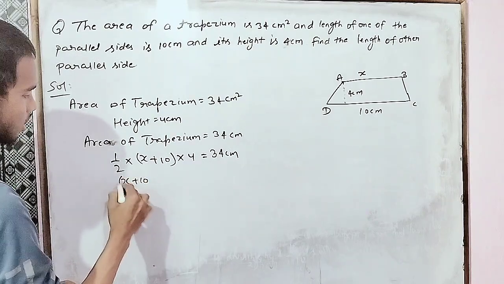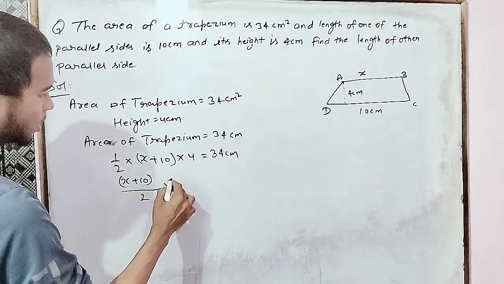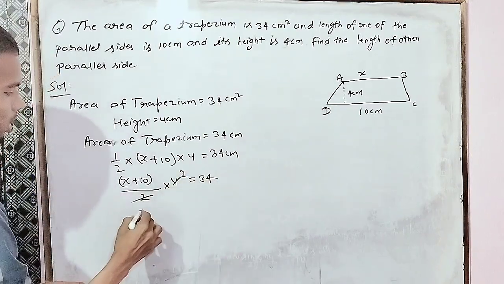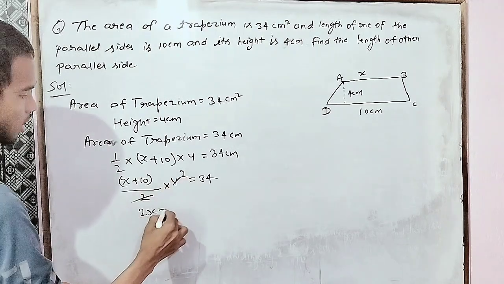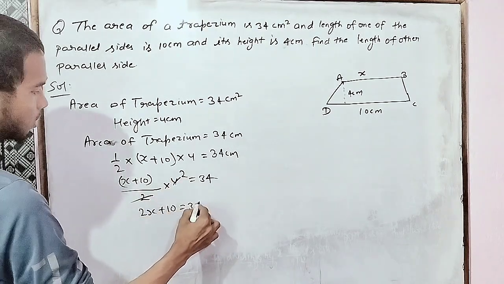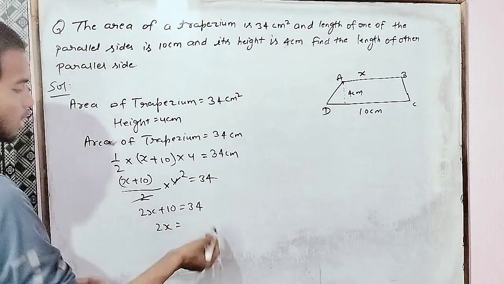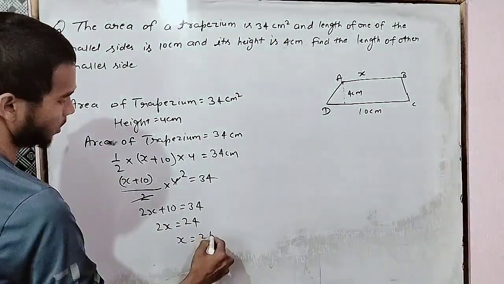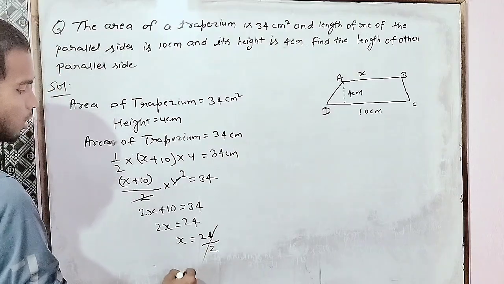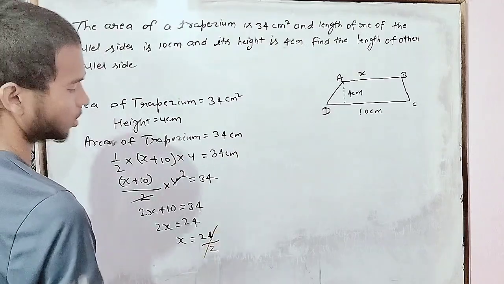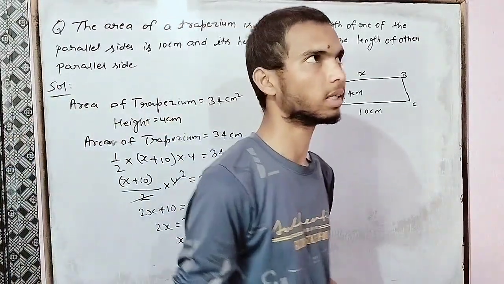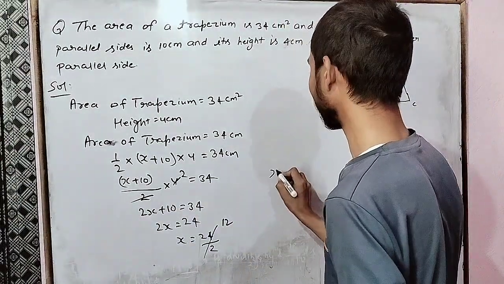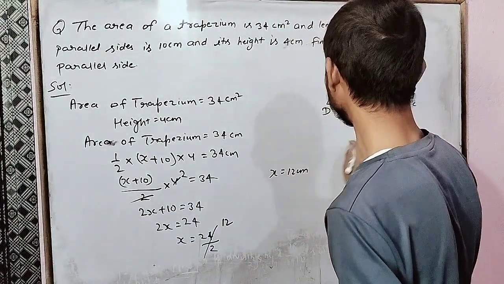1 by 2 times (x plus 10) times 4. 2 2s are 4, so 2 times (x plus 10). 2x plus 20 equals 34. 2x equals 34 minus 20, which is 14... Then 24 upon 2 will be how much? 12. So x is how much? 12 centimeter.